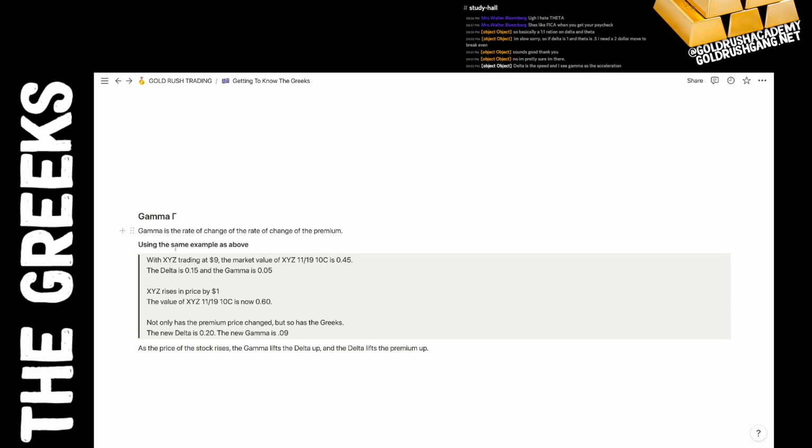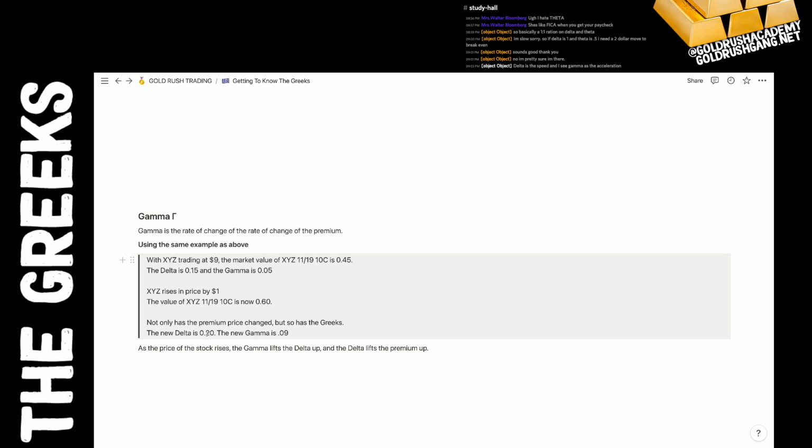Using the same example above, XYZ is trading at $9 and the 10 calls are trading at $45 per contract. Delta's 15 and gamma's 5 cents. XYZ rises up in price by $1. The value of the XYZ 10 call is now 60 cents, just like the previous example. Now, not only has your premium price changed, from 45 to 60 because of this $1 increase, but also your Greeks have changed.